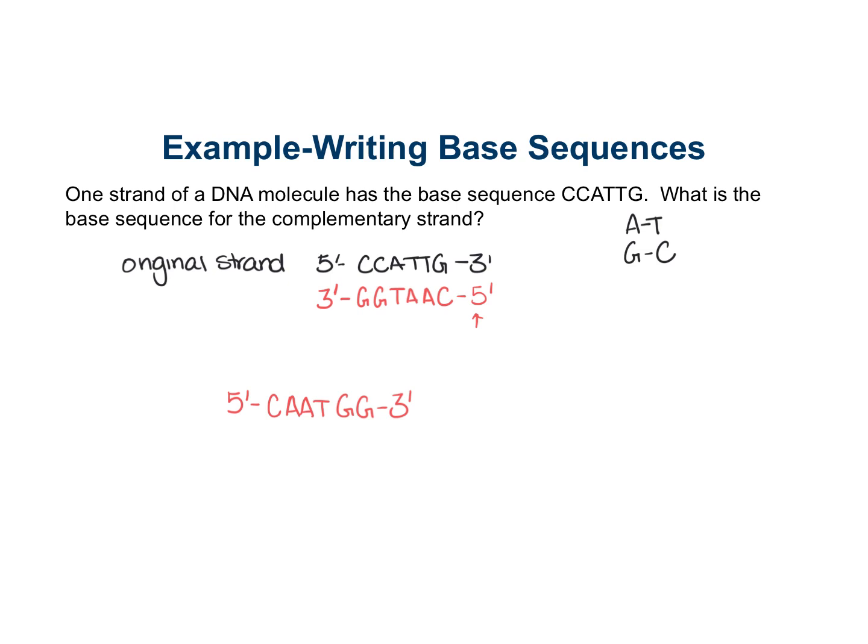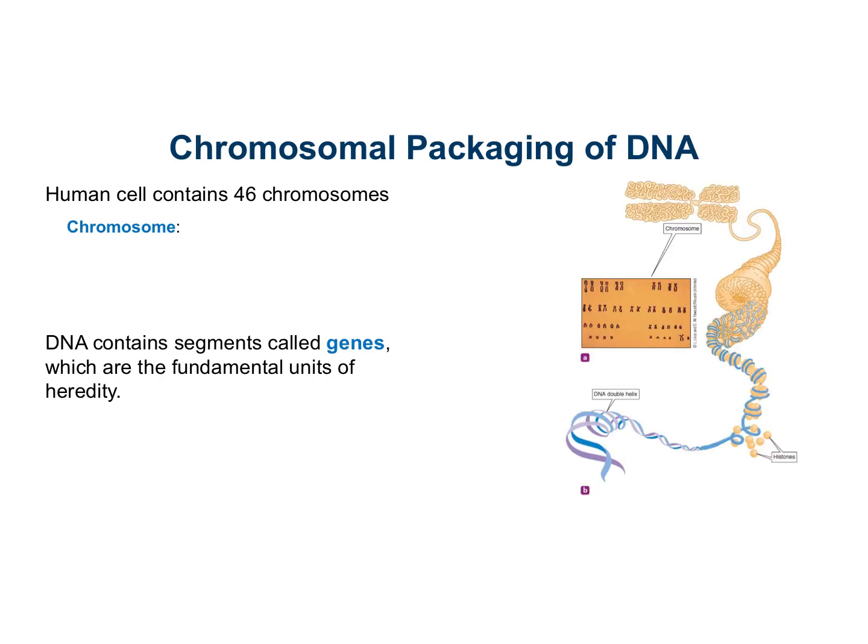All right. Now, the last thing we're going to talk about in this screencast is how DNA is packaged. So when we talk about DNA, DNA is packaged into chromosomes. So each chromosome contains one molecule of DNA that's coiled tightly around a group of small basic proteins called histones. Individual sections of DNA molecules make up the genes, and that's really the fundamental unit of heredity. Okay, because genes direct the synthesis of specific proteins.